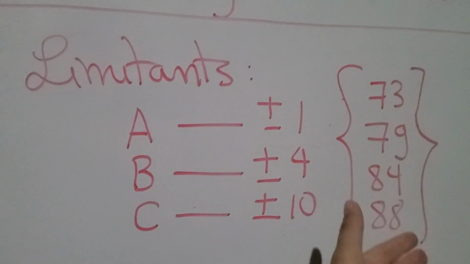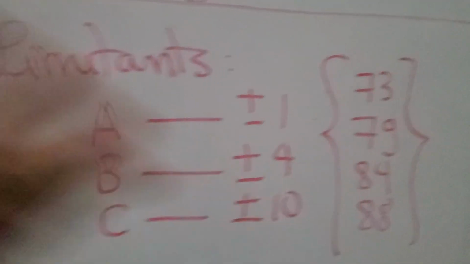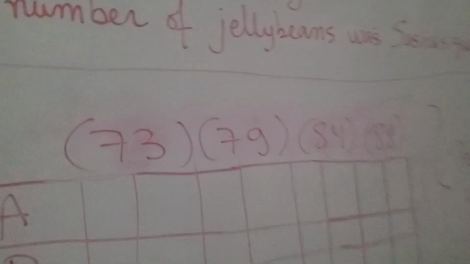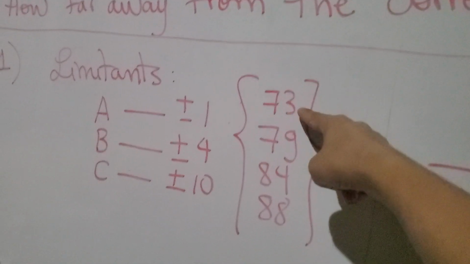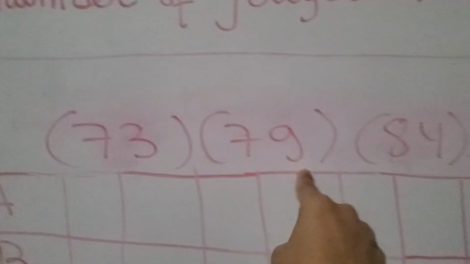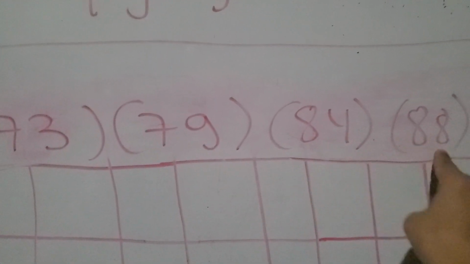And so it is important that you understand this one. Why? Because now you're going to make the grid. It's called pre-selection. In the pre-selection, you write down the numbers. So 73, 79, 84, 88.